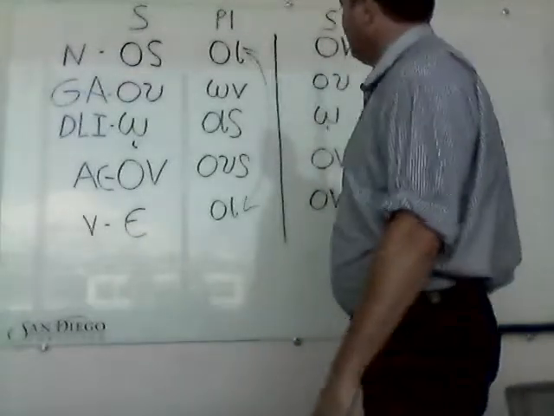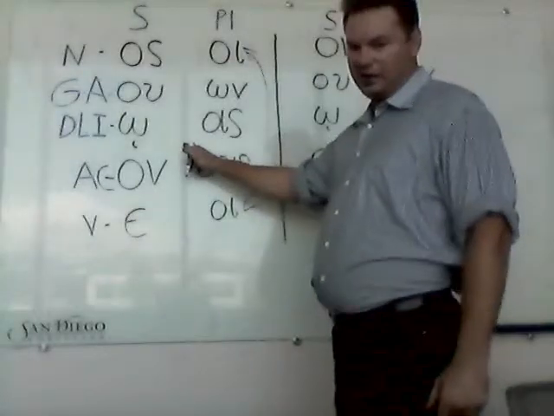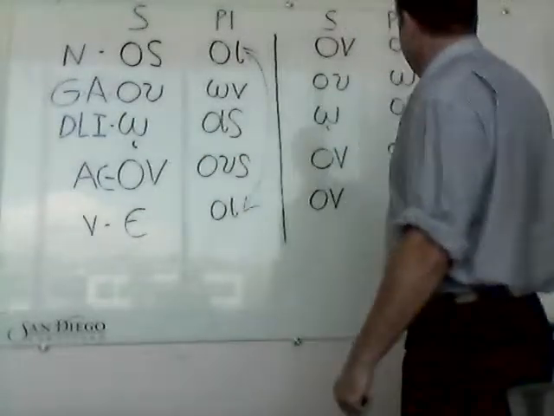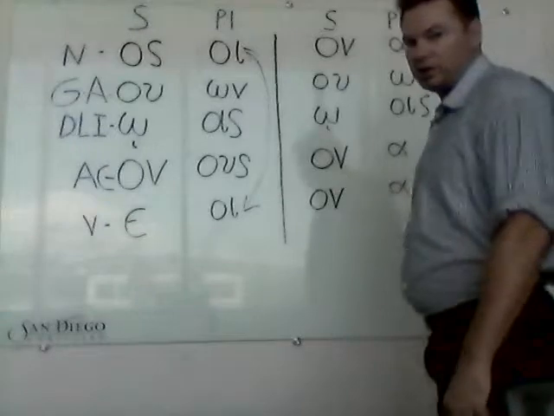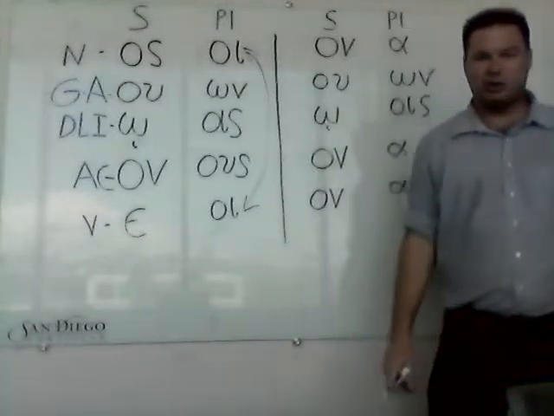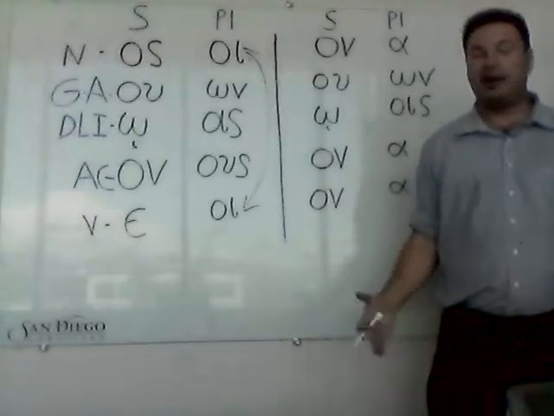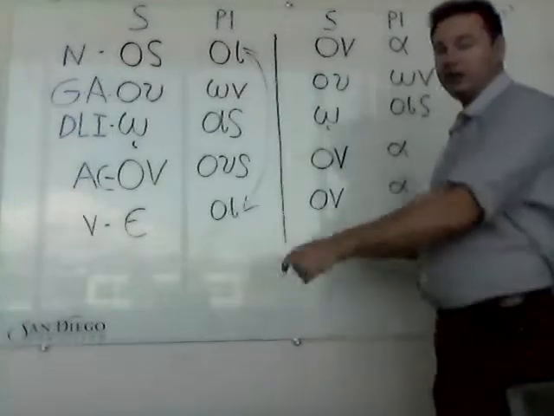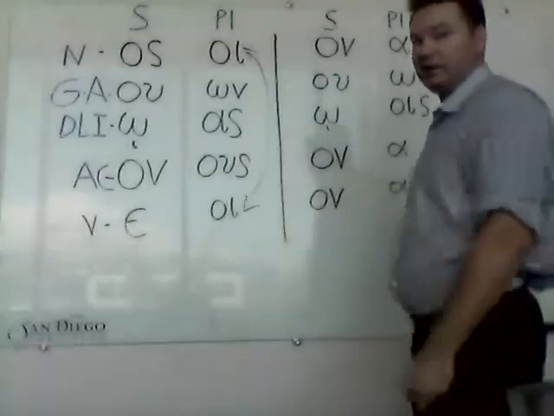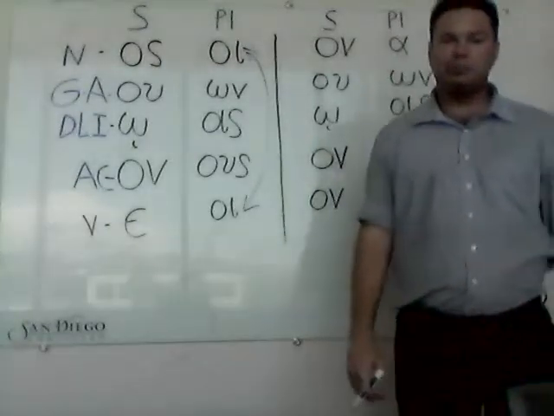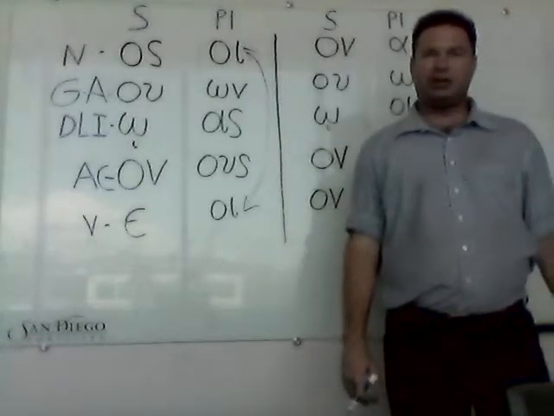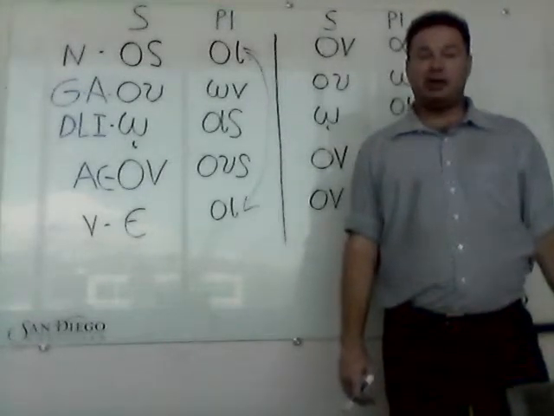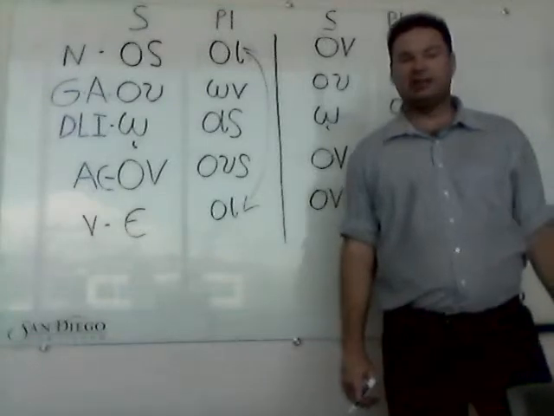I don't have this written up here, but this side is masculine, this side is neuter. You feminists in the crowd are going to say, well, you don't have feminine up there, but I have good news for you. We call this the second declension. And the second declension is mostly masculine and neuter nouns. Feminine is the first declension, which is another chapter.